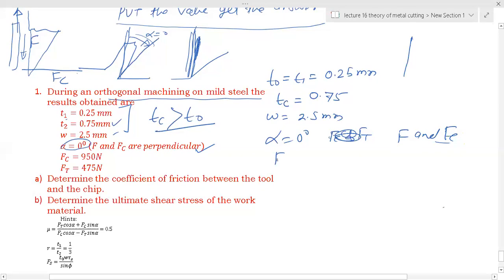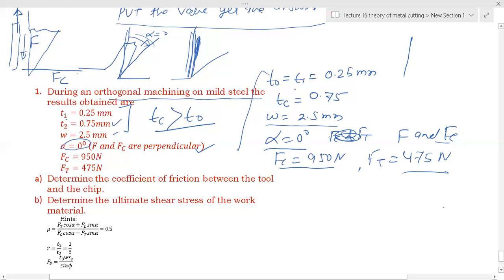And Fc is 950 Newton and Ft is 475 Newton. It is clear that you have been given these forces. Always cutting force and thrust force will be given because they can be measured. Alpha is also given because it is tool geometry. Uncut chip thickness is measurable, chip thickness you can measure, width is also measurable. You have to calculate the coefficient of friction, that is mu.